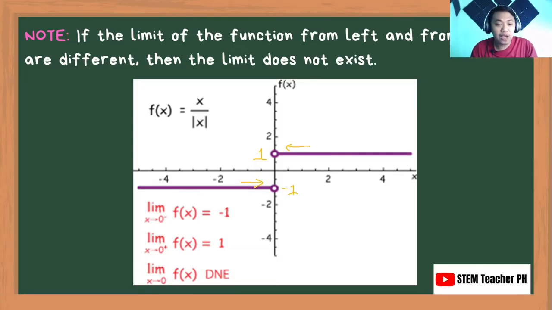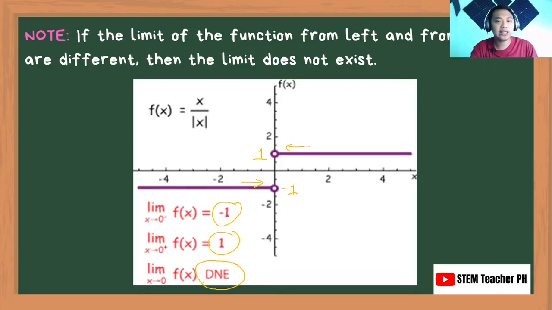Since magkaiba yung value as we approach from the left, we have here that is negative 1, and as we approach from the right, that is positive 1, then our limit as our x approaches 0 does not exist, or DNE. Madalas nyo makikita tong term na to, DNE, pero ang ibig sabihin lang yan ay does not exist. Kaya paalala lang, we have to be careful. Tignan natin yung left side tsaka right side. Tapos kapag magkapareho sila, then that is the value of our limit. Pero kung magkaiba sila, then the value of our limit does not exist.